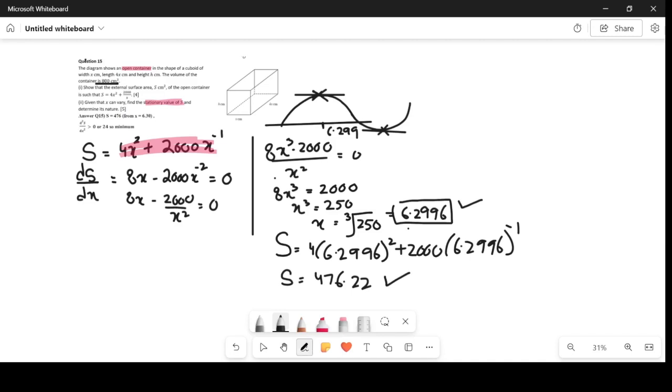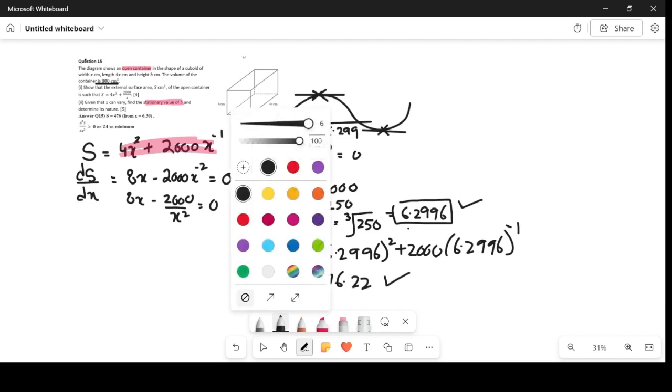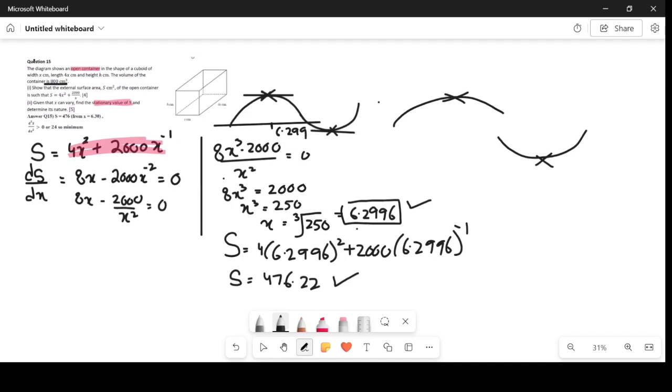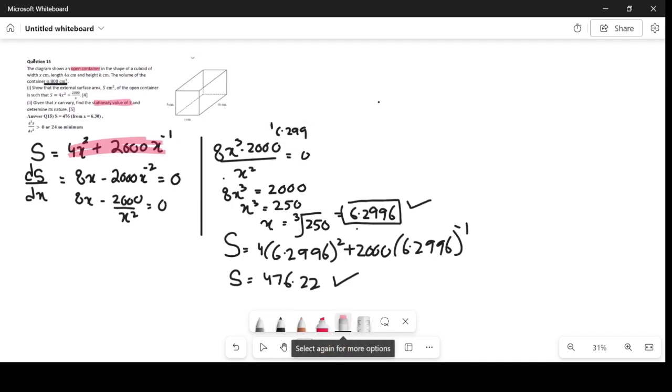And lastly, it says, and determine the nature. So you have found a stationary value. It could have been this value where the graph is maximum, or it could have been this value where the graph is minimum. So what is it? Is it the maximum? Is it the minimum? For that, we're going to use the technique that we learned in the class. How do we tell if the stationary point we got is maximum or minimum?